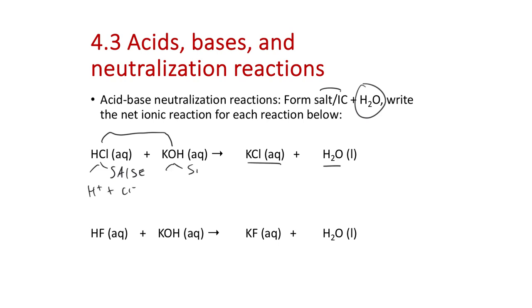And then KOH is a strong electrolyte. It's an ionic compound. It's also a strong base. So this is a strong acid plus a strong base. And then the ions would be K plus and hydroxide ion. KCl is the salt, ionic compound, water soluble. So this would be K plus and chloride ion.